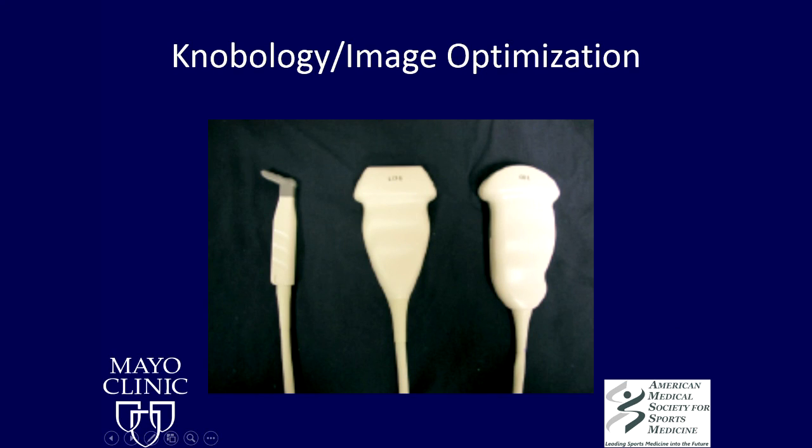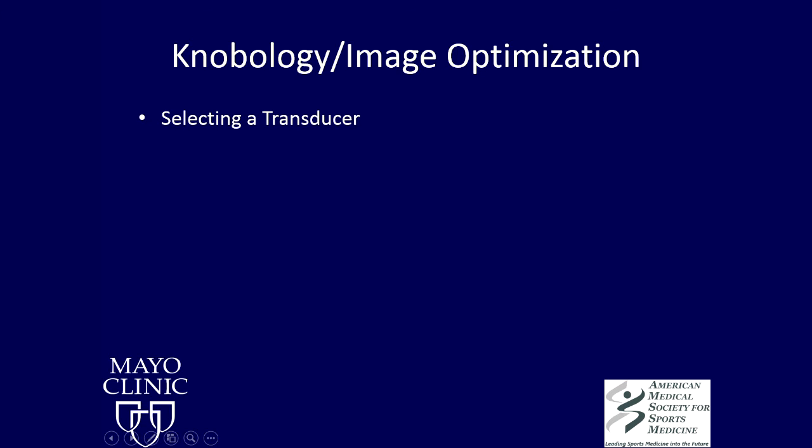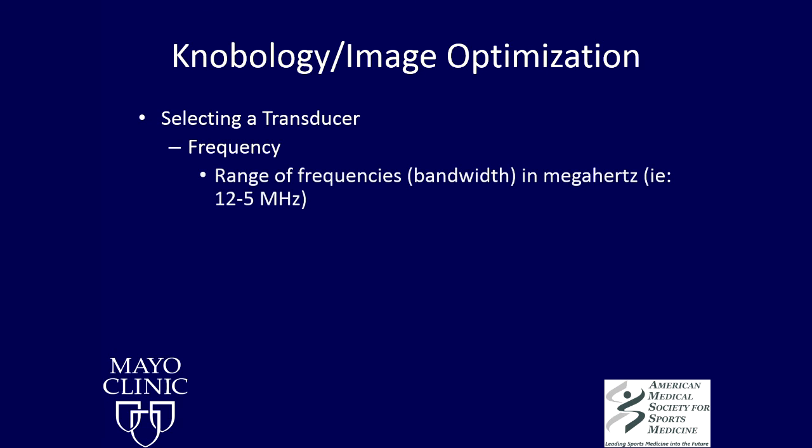Now we'll go into knobology and image optimization. So the first thing you want to do when you're looking at a tissue is select the appropriate transducer. That transducer should have the appropriate frequency. Almost all of your modern-day transducers will have multiple frequencies or an entire bandwidth of frequencies that are sent out into the tissues. So it might be a 12-5 megahertz frequency transducer.